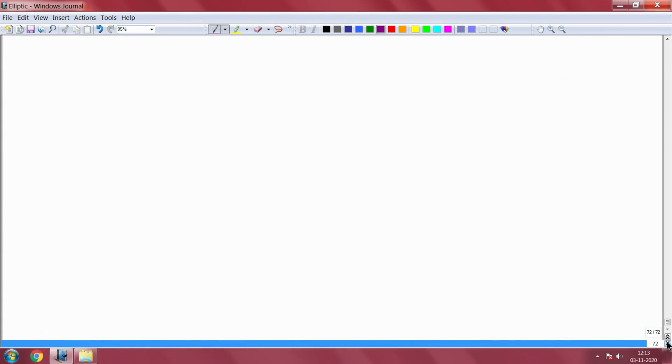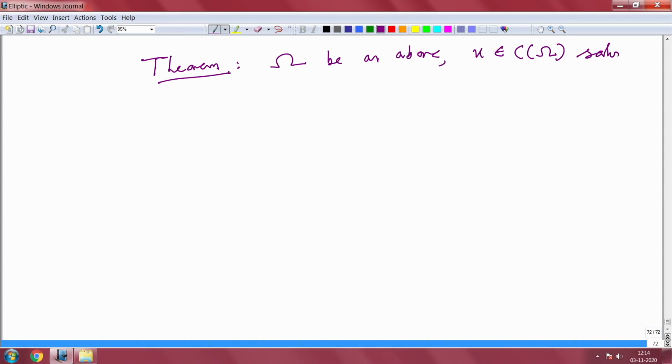Now, with that we have our final result, which I do not prove, but you can quickly see it. So, you have your final theorem. Omega as above, and u belongs to C of omega. Now, u satisfies the mean value property in omega, which means harmonicity.